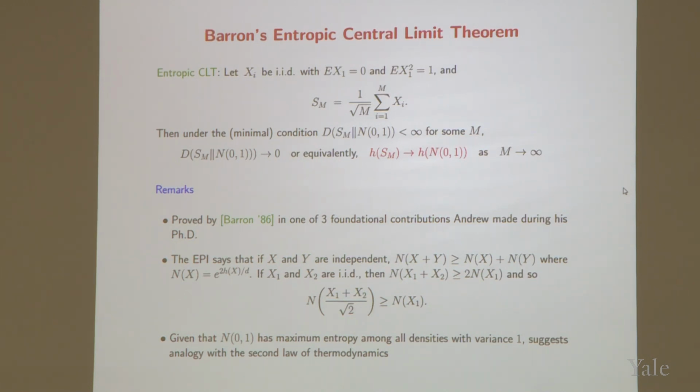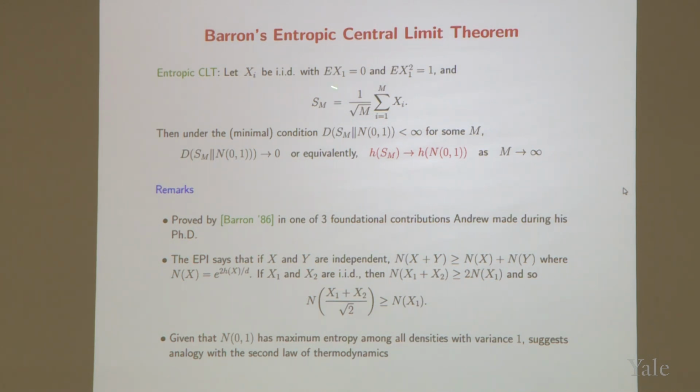So as I mentioned, for me personally, the story started with learning about Andrew's central limit theorem, the entropic central limit theorem, which Yannis already talked about, so I don't have to give too many details. But this, I should mention, was one of 3 foundational contributions that Andrew made while he was a Ph.D. student. There's the entropic central limit theorem, a definitive form of the Shannon-McMillan-Breiman theorem, or the asymptotic equipartition property, and his dissertation on logarithmically smooth density estimation, each of which was a sort of landmark contribution in its own right.